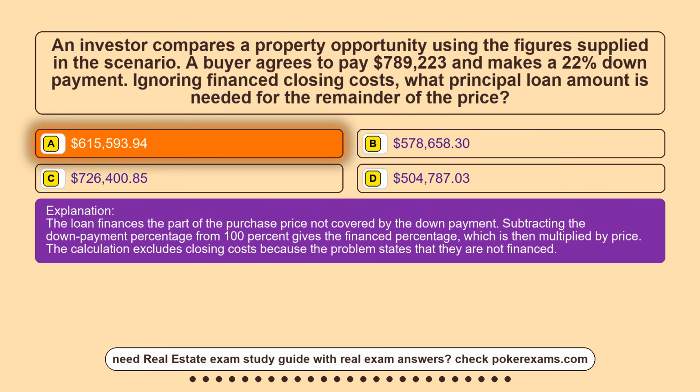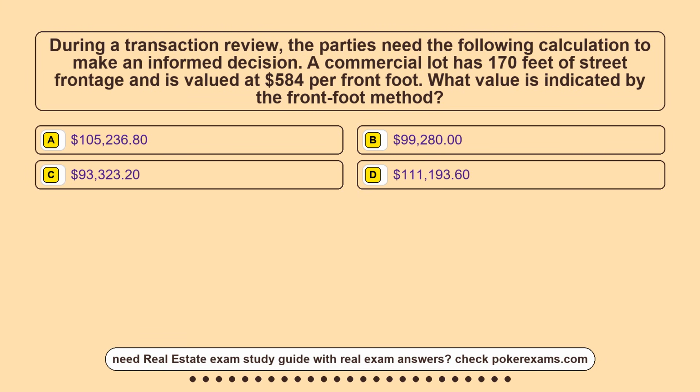The calculation excludes closing costs because the problem states that they are not financed. Question 17. During a transaction review, the parties need the following calculation to make an informed decision. A commercial lot has 170 feet of street frontage and is valued at $584 per front foot. What value is indicated by the front-foot method?